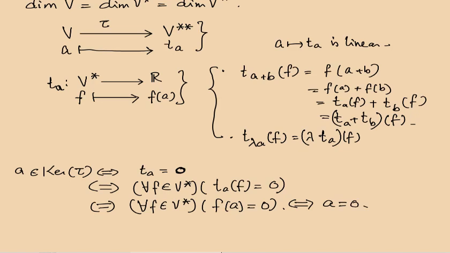So tau is 1 to 1. Okay? And it takes a little more to say that tau is also onto. Now use a basis of V to show the equality of dimensions, I mean to say.